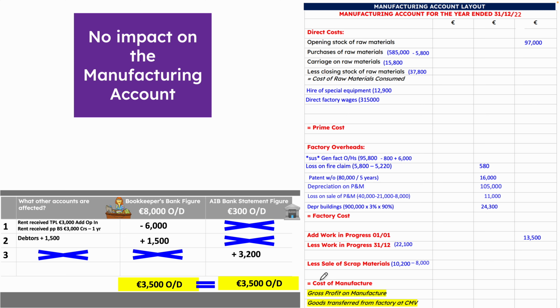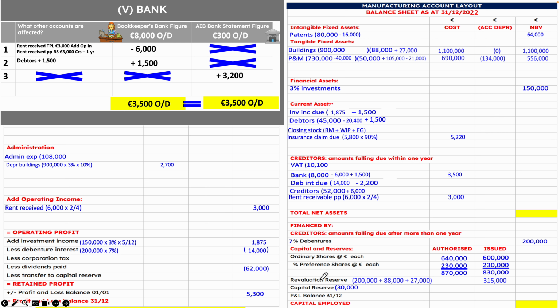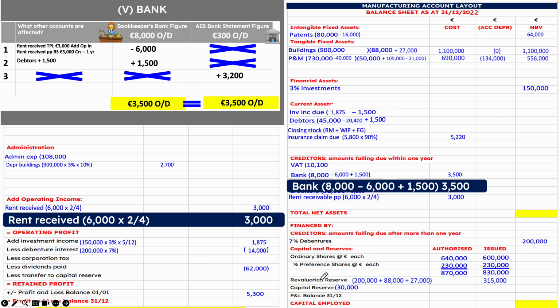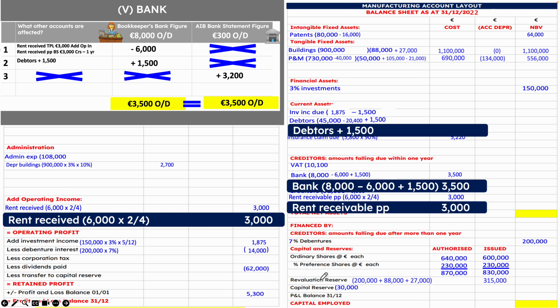So how will this look then in the accounts? There's no impact on the manufacturing account, but in the TPL and the balance sheet, in the bank, we have 8,000 minus 6,000 plus 1,500 gives me the 3,500 overdraft. We've got rent receivable in the add operating income, €3,000. We've got rent receivable prepaid in the creditors, minus 1 year, because we owe those people that space in our place, wherever we're renting out, or the office space. And then we have the debtors plus 1,500. So that is the bank adjustment finished.